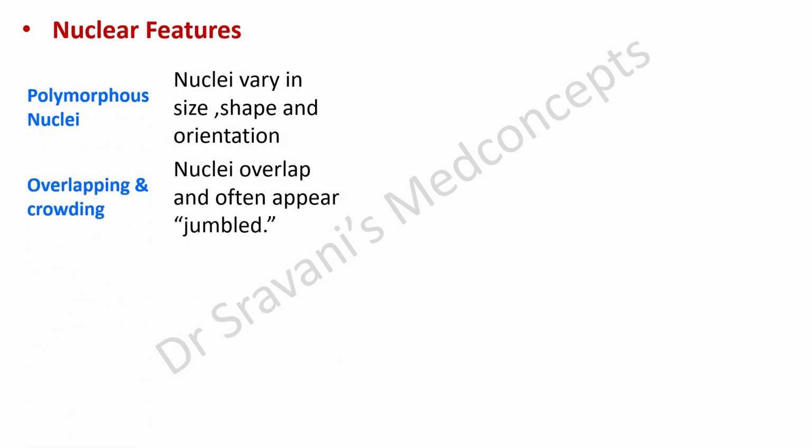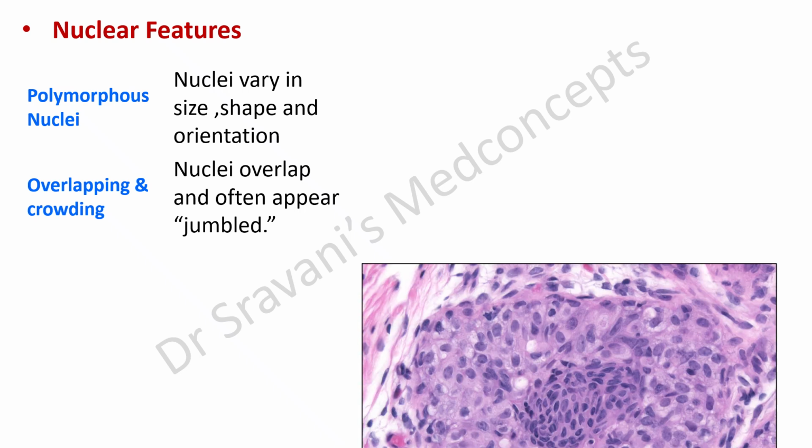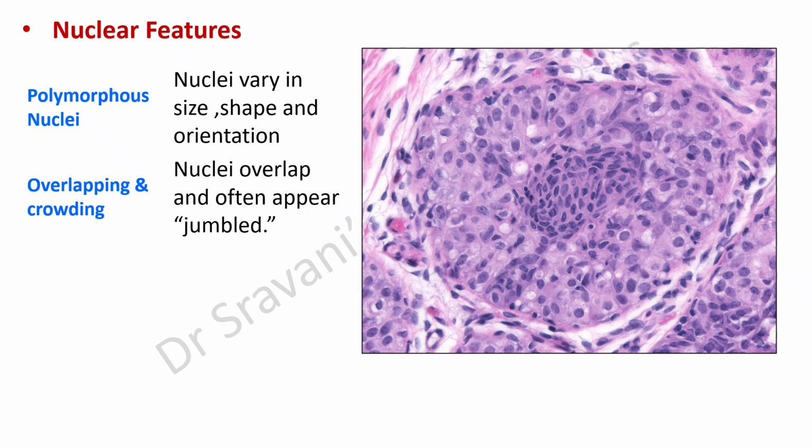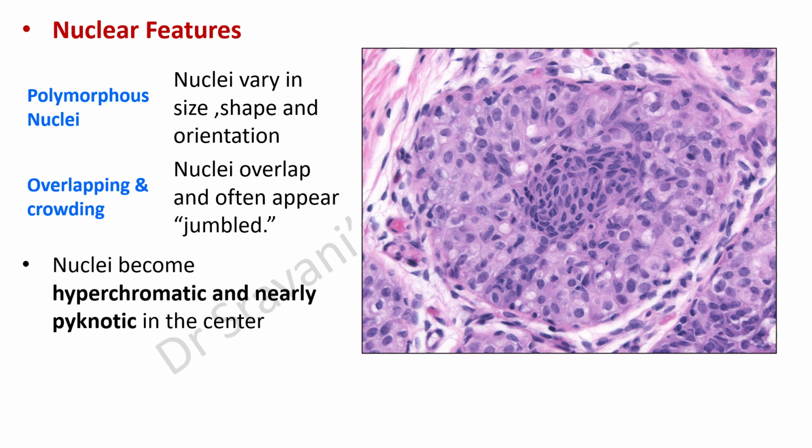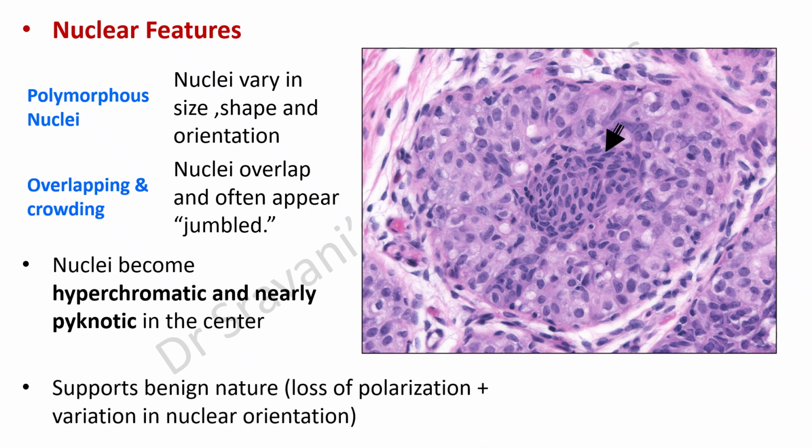Coming to the nuclear features of usual ductal hyperplasia, in this we'll see polymorphous nuclei, that is nuclei vary in size, shape and orientation, and there will be overlapping and crowding of nuclei. As we can see here in the periphery, the nuclei show varying sizes, shapes and orientation, and in the center they are jumbled. So nuclei become hyperchromatic and nearly pyknotic in the center. Loss of polarization and variation in nuclear orientation clearly indicates that usual ductal hyperplasia is benign in nature.